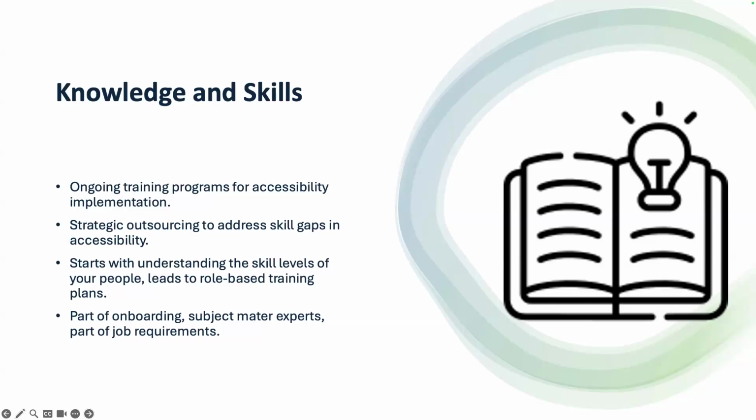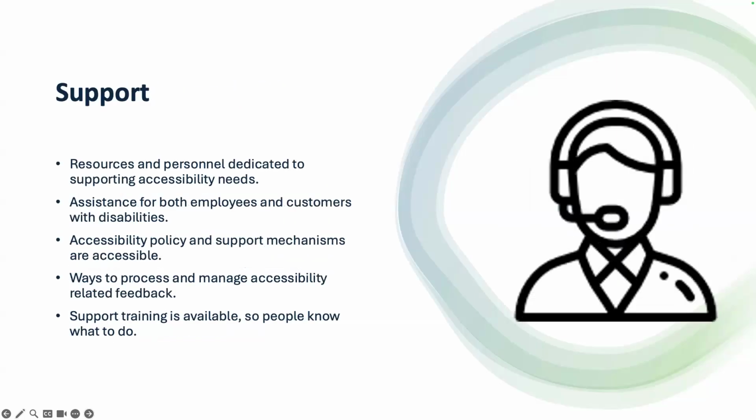And one thing you want to do too is maybe do a survey when people join the organization to ask them how well they understand accessibility. And then you can progress to the point where you have role-based trainings that are more in depth for different parts of the job. And also here, part of the onboarding, subject matter experts, and part of your job requirements.